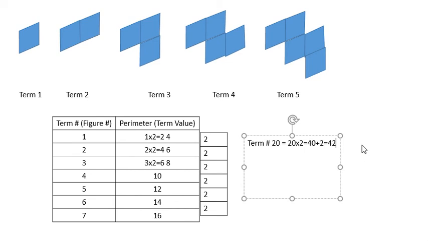And we could do this for any term, for our 25th term or our 60th term or our 100th term. We take our term number, multiply it by 2, and add 2 every time. And that is this section.